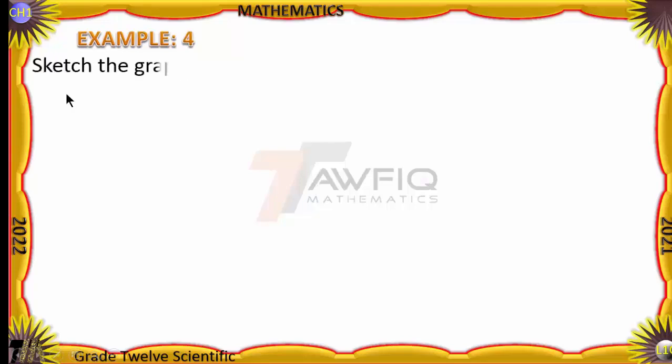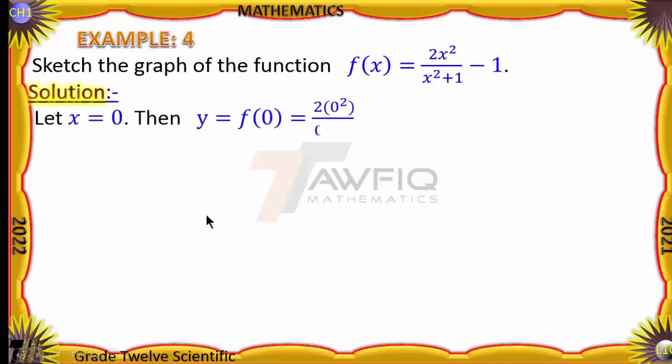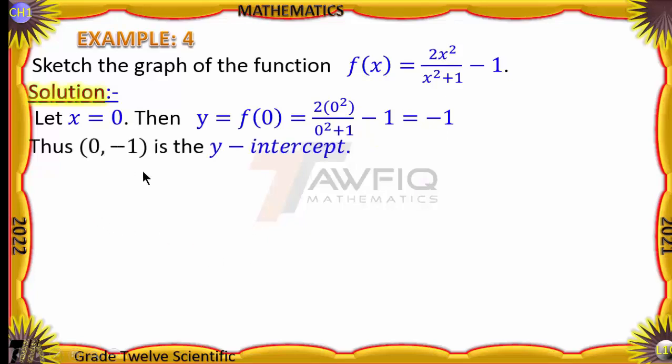Example number 4. Sketch the graph of the function f(x) equals 2x squared over x squared plus 1, minus 1. Solution. First of all, let us find the intercepts, horizontal intercept and vertical intercept. To find the vertical intercept, let x be 0, then y equals f(0), which equals 2 times 0 squared over 0 squared plus 1, minus 1, which is minus 1.